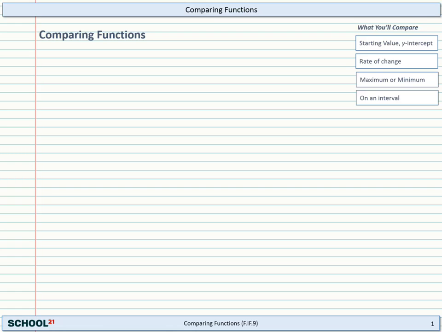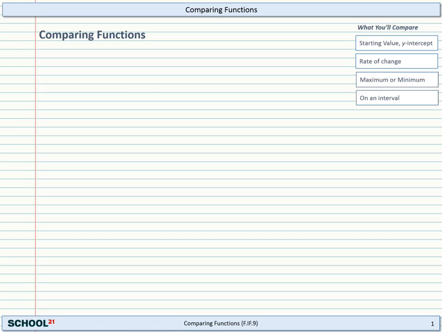And a lot of times you'll have a function that is an equation and you need to compare it to another function that's in graph form or in a table. And you'll compare a whole bunch of different types of things. Maybe the starting value, which is the same as the y-intercept, or the rate of change, or maybe the maximum or minimum value of the function. And you might do that on an interval, meaning just for certain values of x. So all sorts of comparisons can be made between functions.